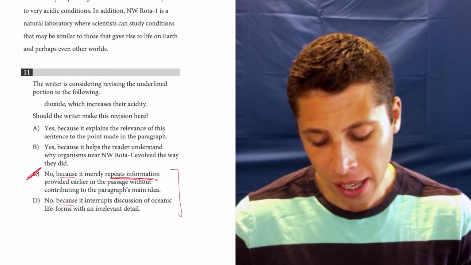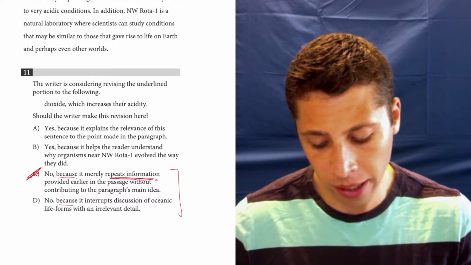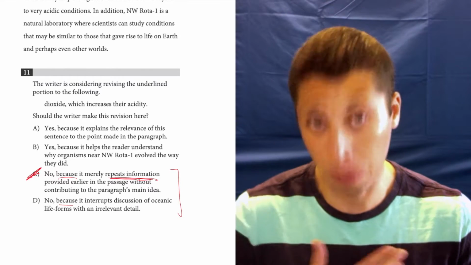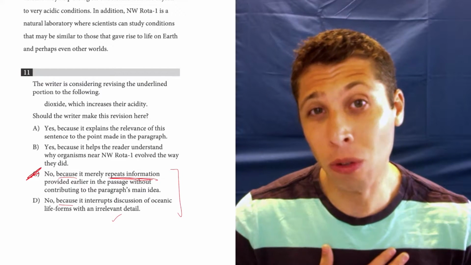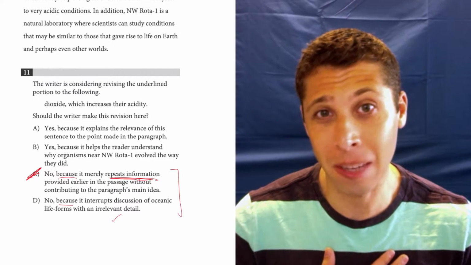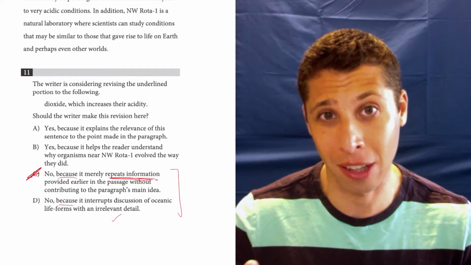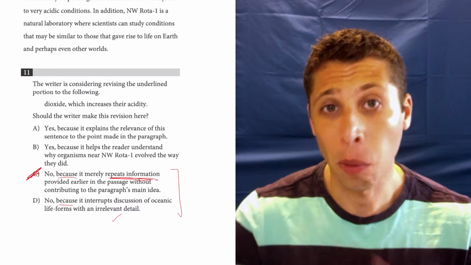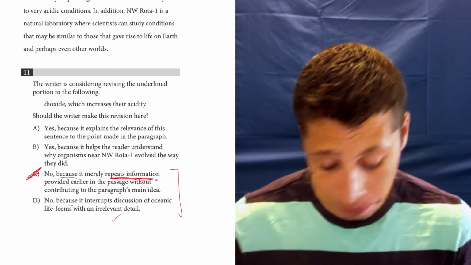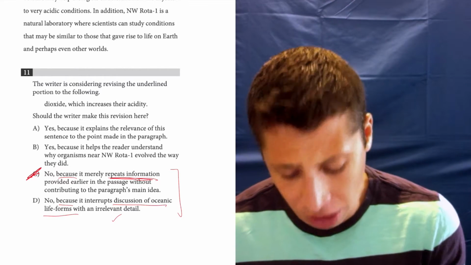And let's look at D. It interrupts discussion of oceanic life forms with an irrelevant detail. Well, personally, I do think it's irrelevant. But there's more to this choice. So we're using process of elimination here, the same way we do in reading sections. We're not looking for the 90% that I agree with. We're looking for the 10% that might be wrong. And it is not a discussion of oceanic life forms.